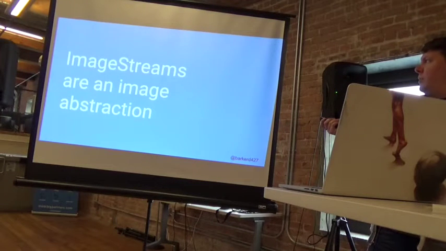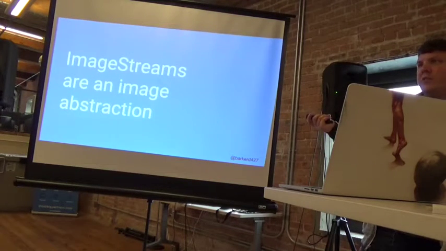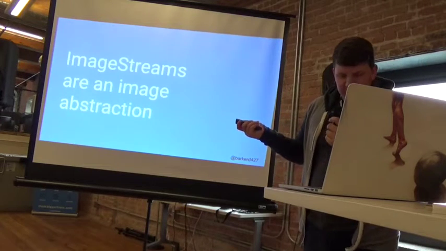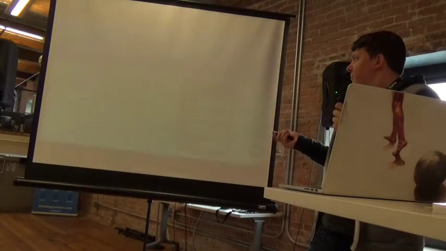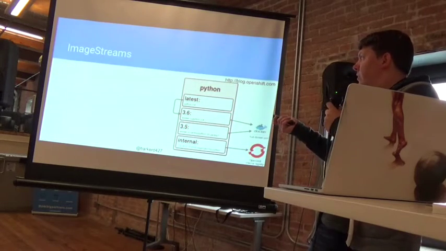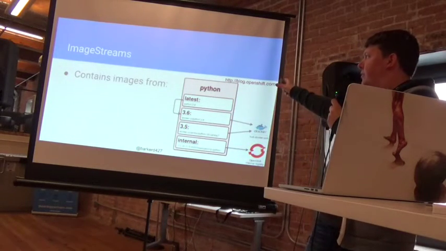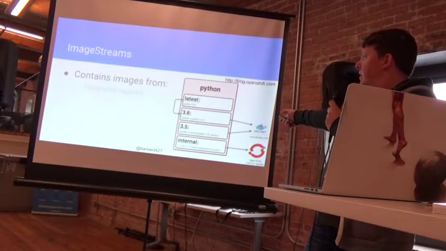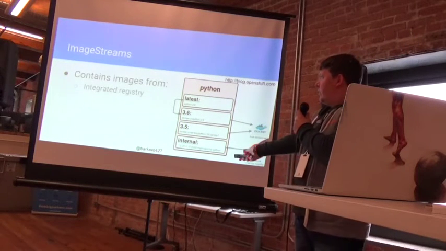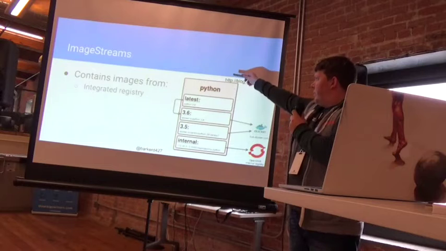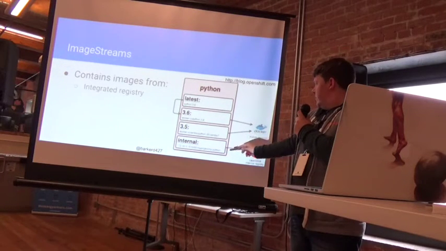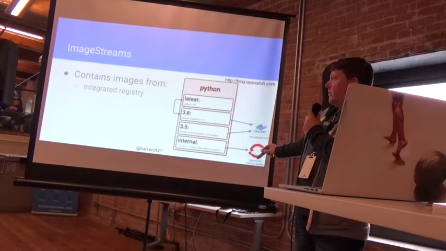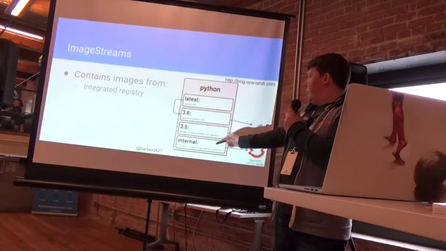All right. So image streams are an abstraction around images for particularly containers, but technically it could be anything in the future. So this picture, also again from OpenShift's blog, shows that right here you could have, so this is representing a Python image stream, and in this internal is pointing to the OpenShift internal registry. And so it can point there.